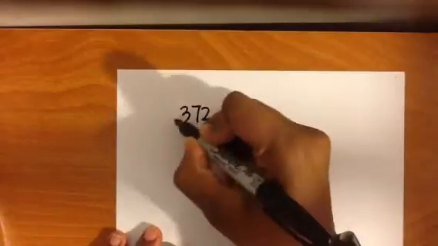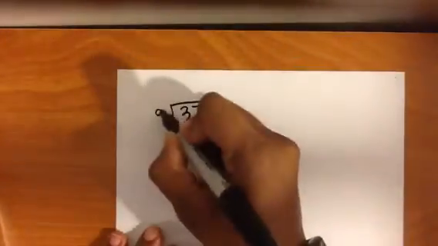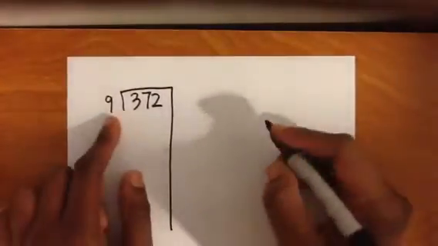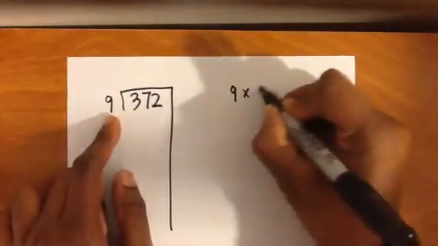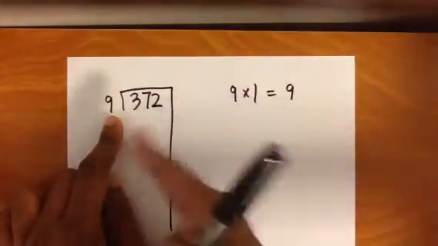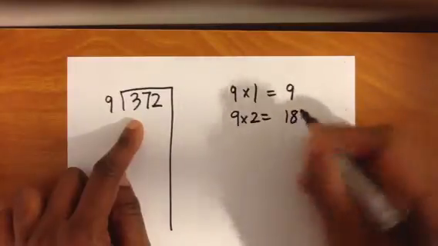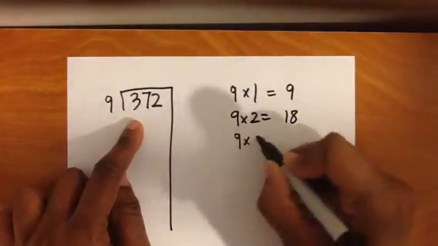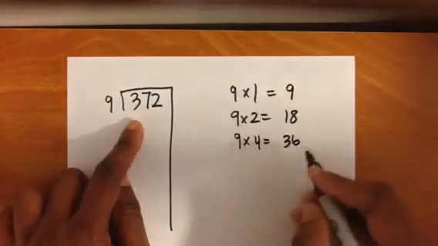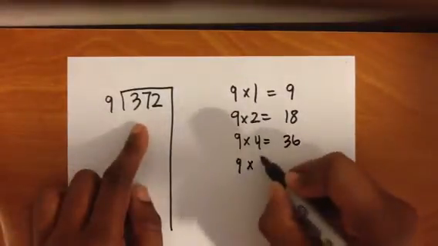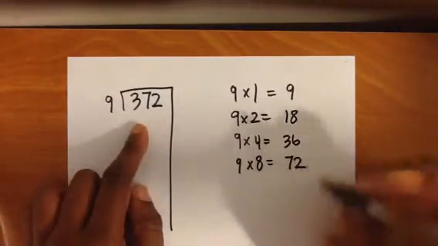Let's use this method to solve 372 divided by 9. Start with my most basic fact using my divisor, which is 9 times 1 equals 9. Nowhere near 372, so I'm going to double it. 9 times 2 is 18. Getting there, but not close. 9 times 4 is 36. Double it. 9 times 8 is 72.